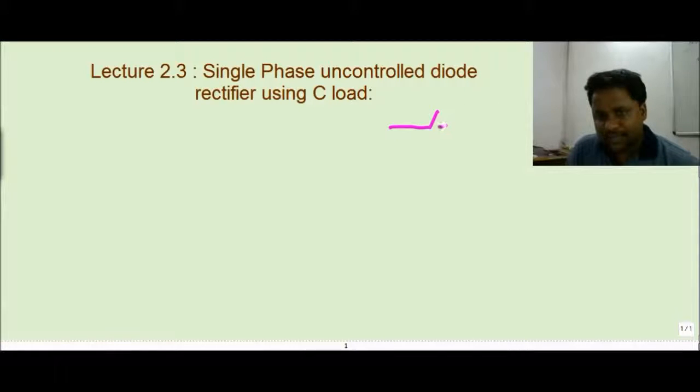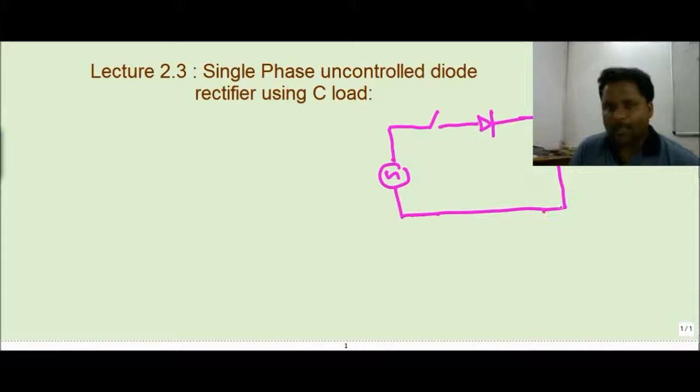This is the switch and this is the diode that we call uncontrolled diode. This is the source voltage which is given here and this is the capacitance. This is switch S, this is diode. This is plus minus supply voltage Vs, this is plus minus the capacitance polarity Vc equals to output voltage V0, and this is the plus minus Vd.